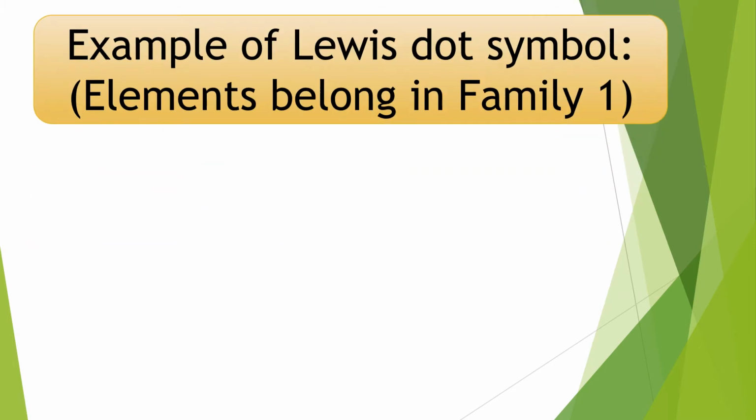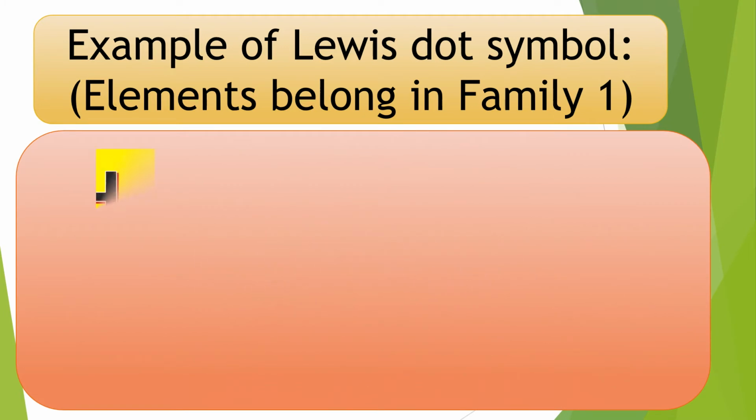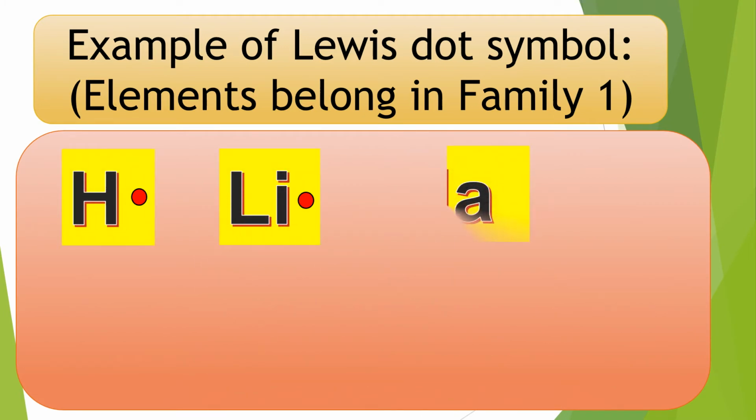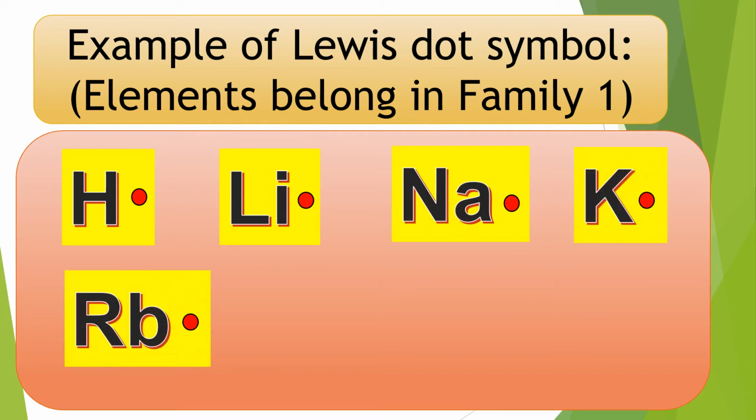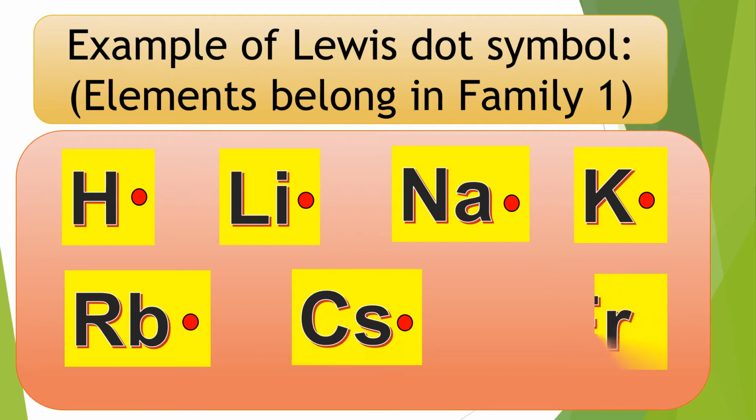Example of Lewis dot symbol. Elements that belong in family 1: hydrogen, lithium, sodium, potassium, rubidium, cesium, and francium. As you can see, all of these have 1 dot. That means the number of valence electrons.